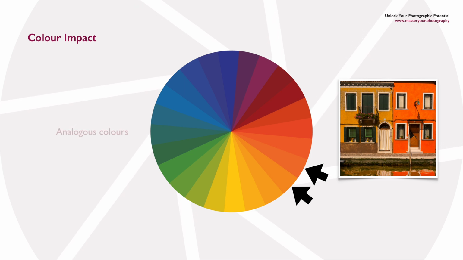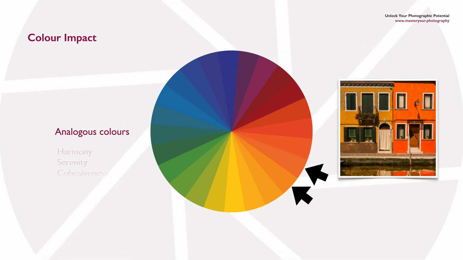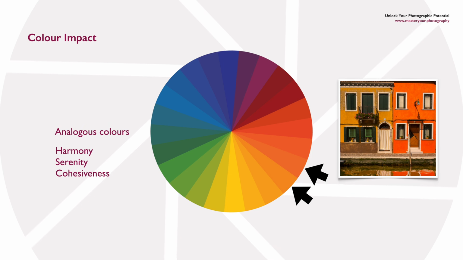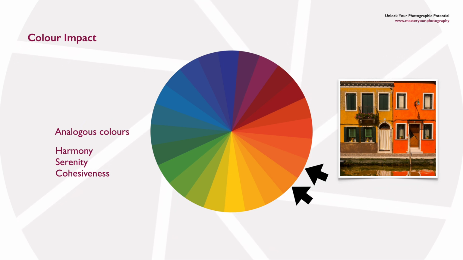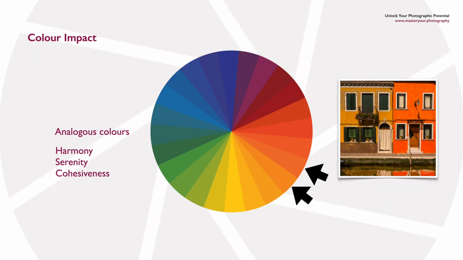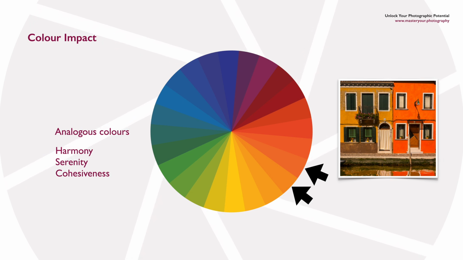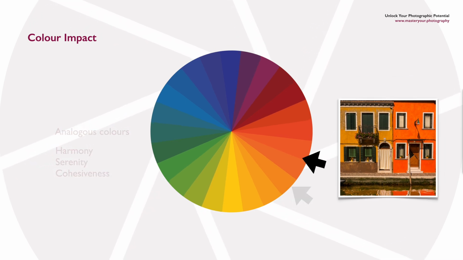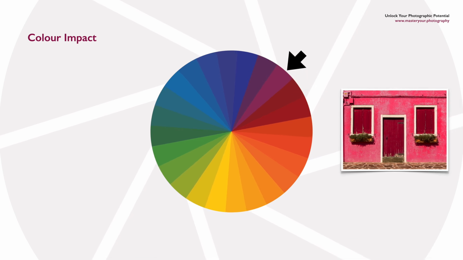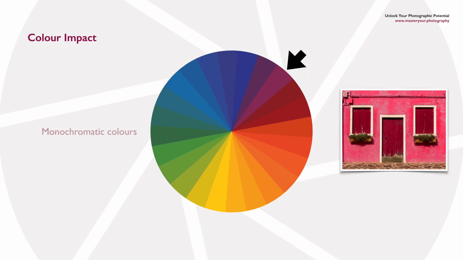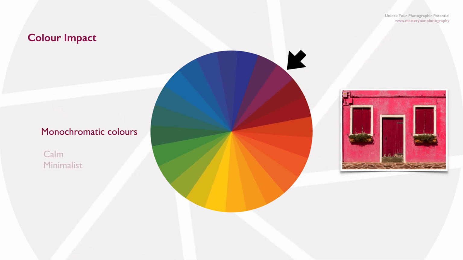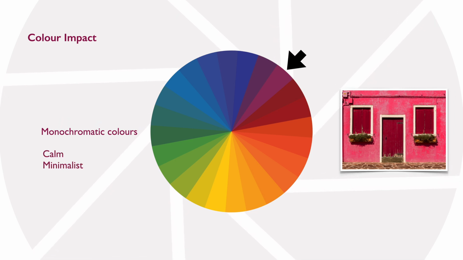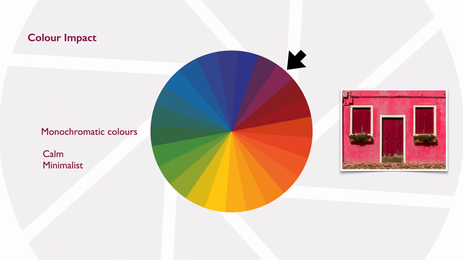The analogous colours, those next to each other on the colour wheel, create more of a sense of harmony and serenity and make your images more cohesive. Here we've got oranges and mustards and yellows next to each other. And then we have the monochromatic colours. This is where you basically just have one colour but different shades of that colour within your image. This tends to generate images that are very calm and minimalistic.